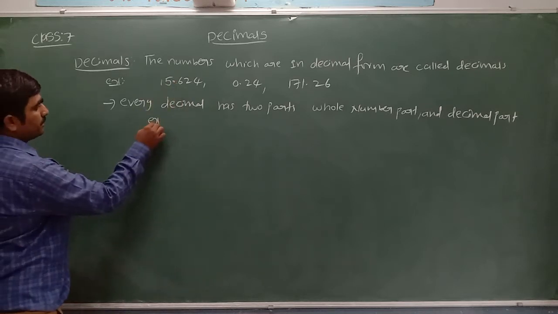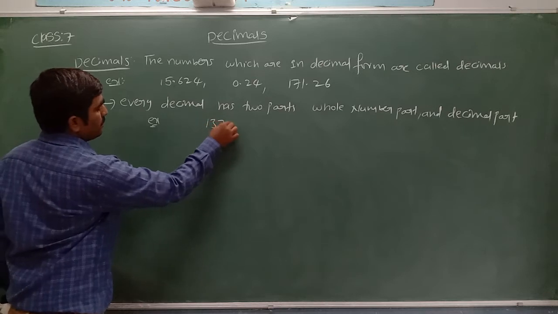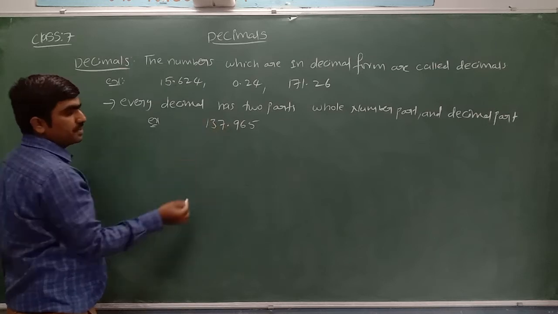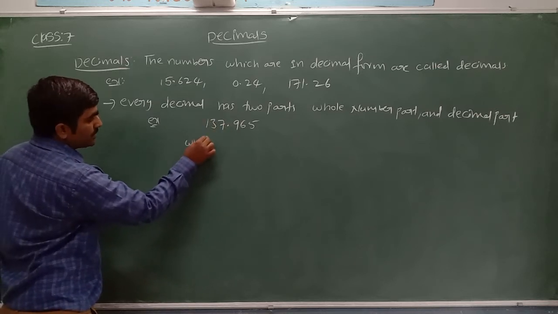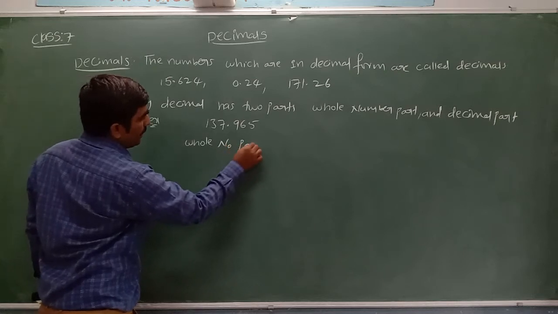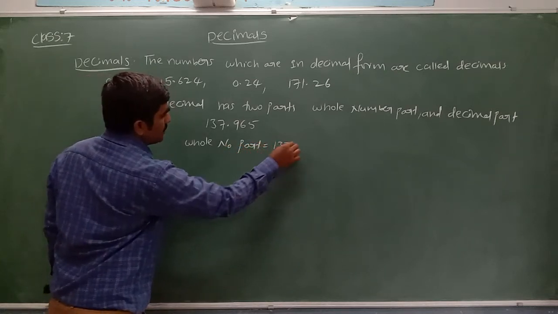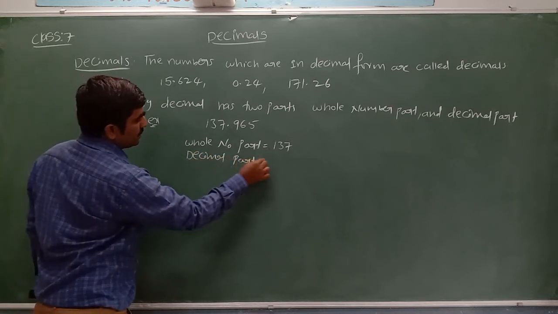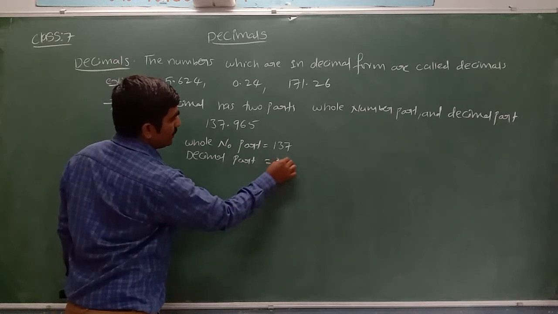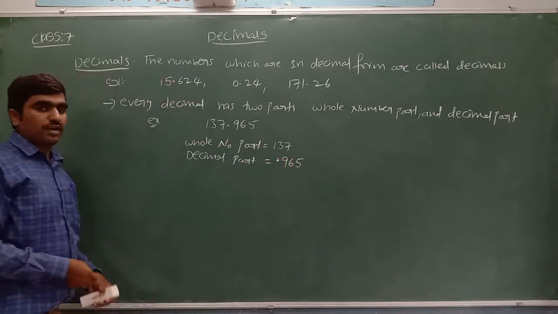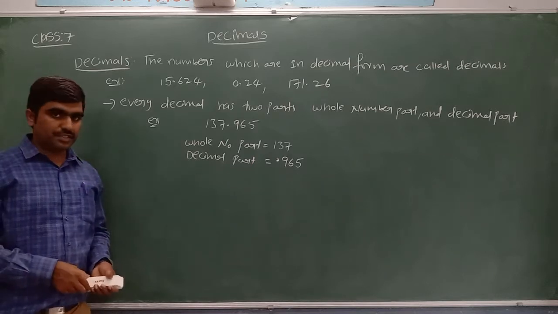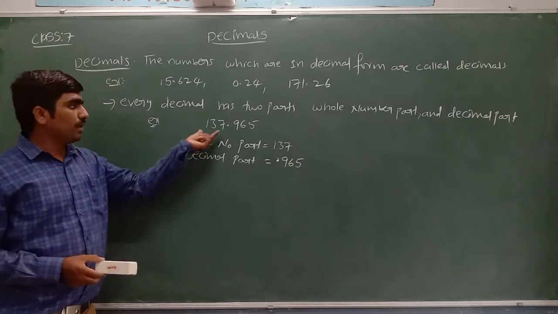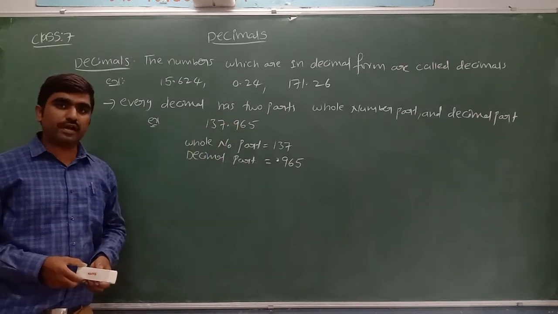Let's see one example here: 137.965. Before the decimal point is the whole number part. The whole number part is 137. The decimal part, writing the decimal point also, is 0.965. That is the way to write the whole number part and the decimal part. This point is known as the decimal point. The whole number part and decimal part are both separated by the decimal point.